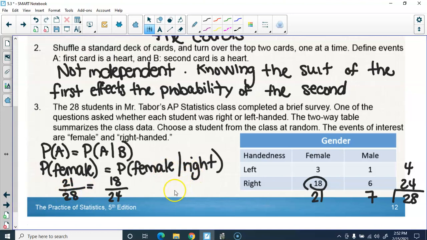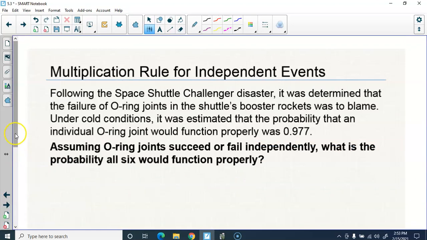Let's see if they are the same. Use our calculator here. This is 0.75. 18 over 24 is 0.75, so they are independent. You wouldn't think that they were just looking at them, so that's why we have to do that calculation. Alrighty.